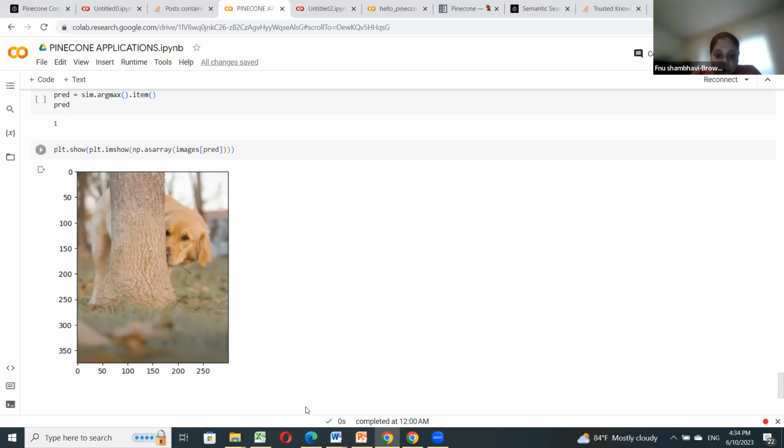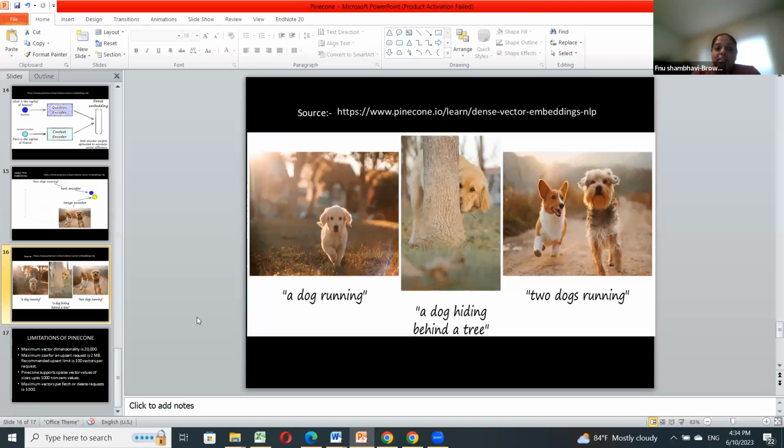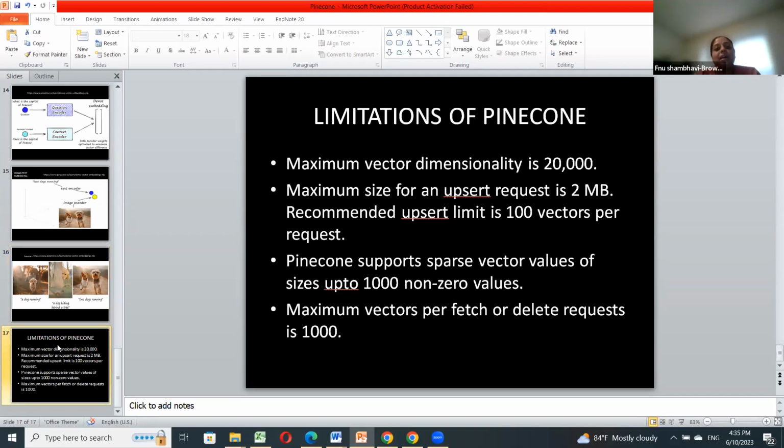And lastly, I wanted to highlight that it's very useful and very easy to make a lot of applications, but it does also have limitations, so we need to work on that. It has a maximum vector dimensionality of 20,000, and a maximum request size of around 2 MB, or the recommended upsert is just 100 vectors per request. Also for sparse vectors, you can't have more than 1,000 non-zero values, and a delete request is just 1,000. So we should be building to increase our capacity for these functions.